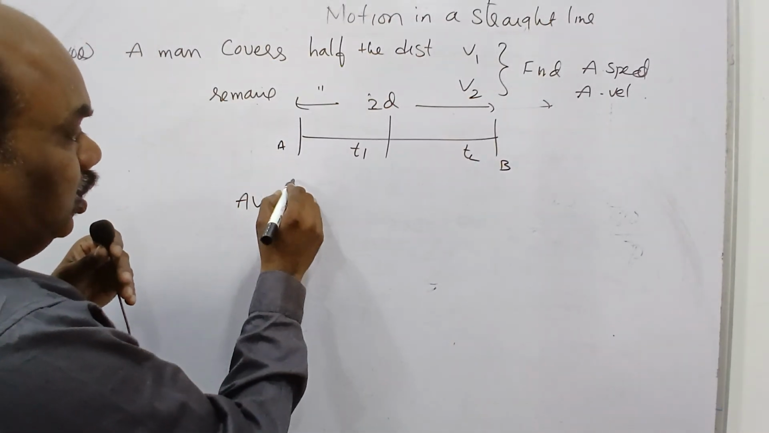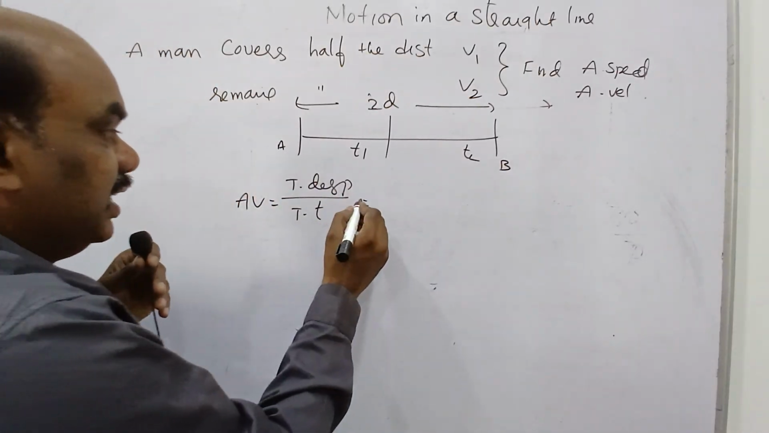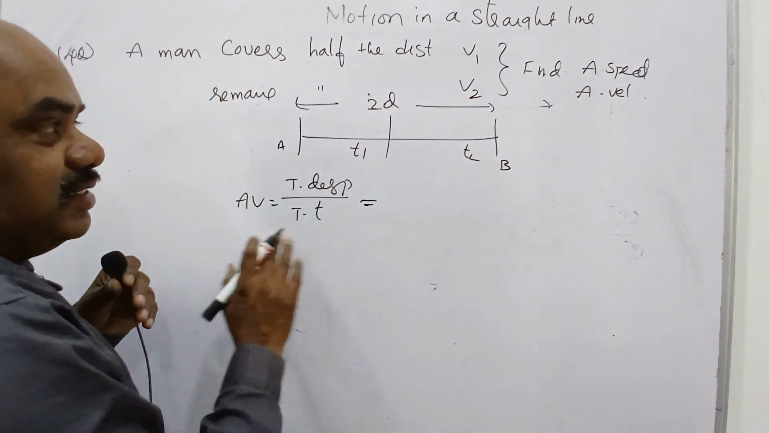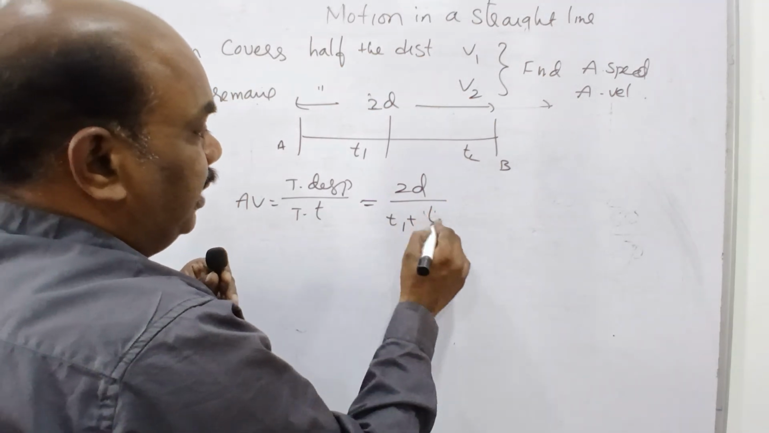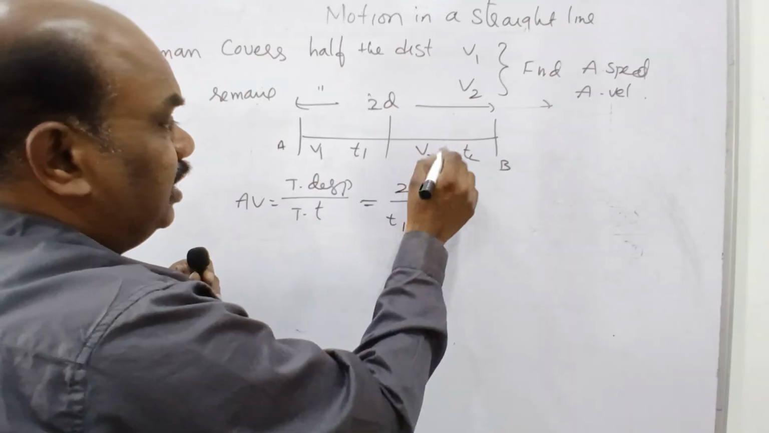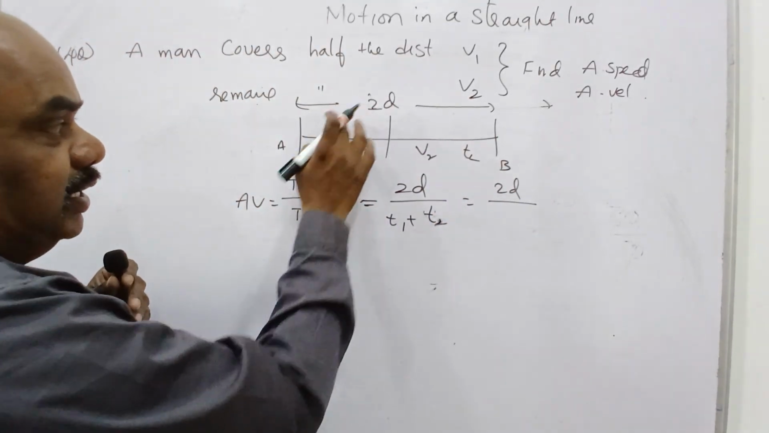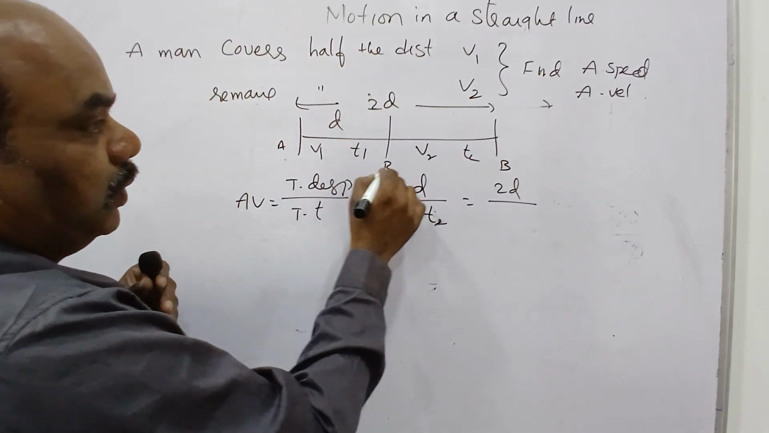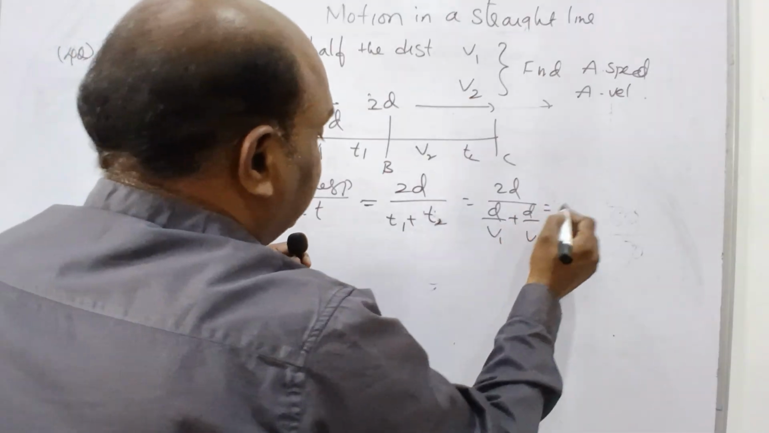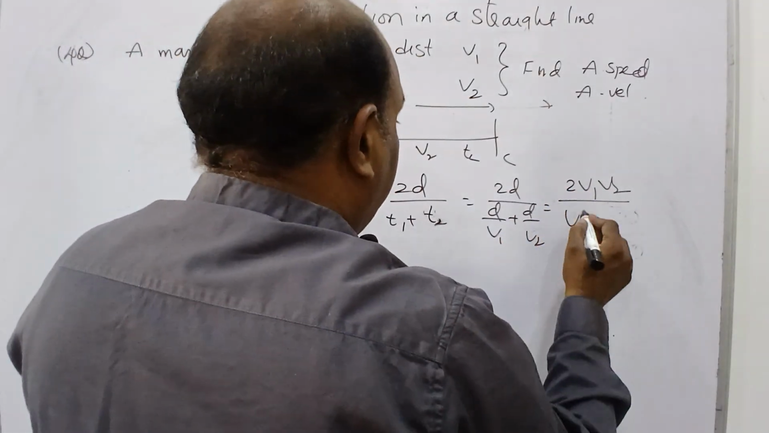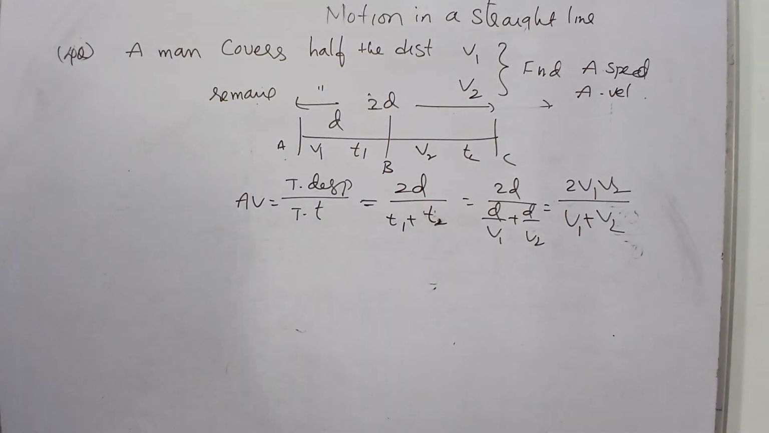Average velocity is equal to total displacement by total time, dear. Total displacement in a straight line: in a straight line, distance and displacement are the same. Total distance 2D by T1 plus T2. Let here to here velocity be V1, here velocity V2. Time equals distance by speed. A to B is distance D by speed V1, plus D by V2. That means 2V1V2 by V1 plus V2. Here displacement is not 0. That is why average velocity is not 0, beta.